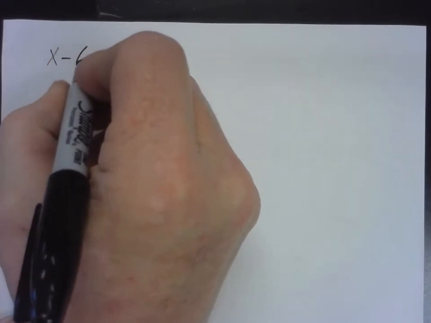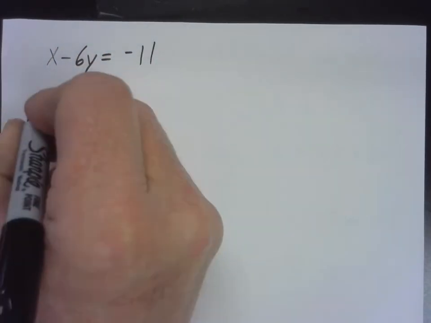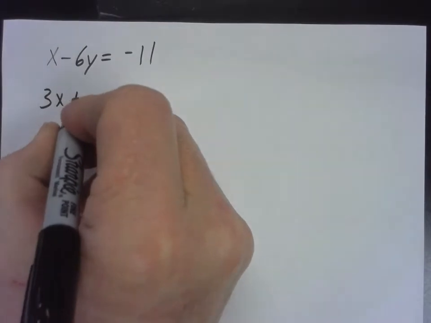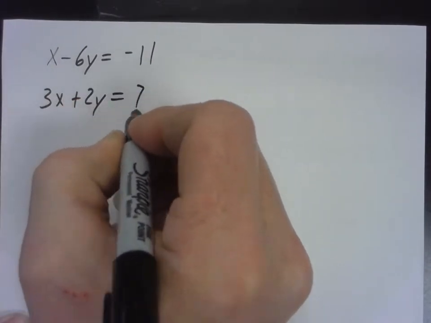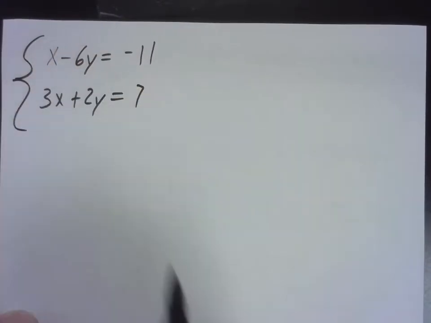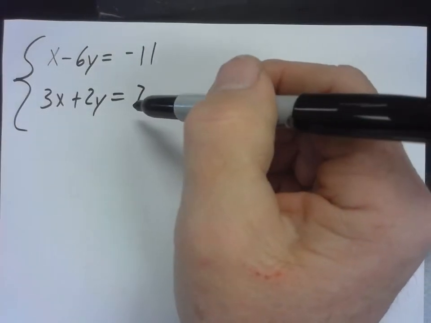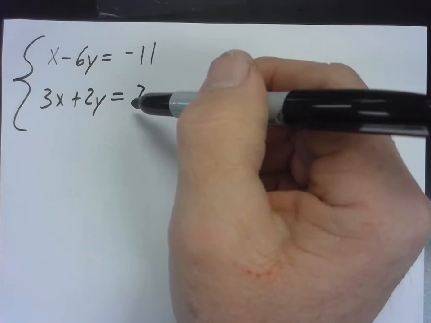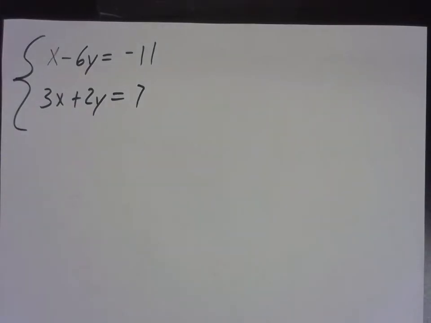Can you do it if one doesn't equal Y? Okay, that's a good question. Let's just go there right now. X subtract 6Y equals -11, and 3X plus 2Y equals 7, and we want to solve by substitution. Neither of these equations is solved for X or Y, and that's what we need. We need one of them to say X is this or Y is this. But we can make that happen.